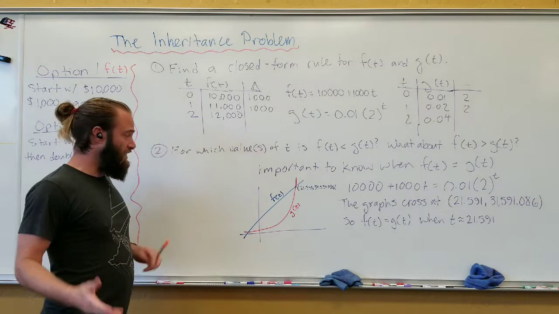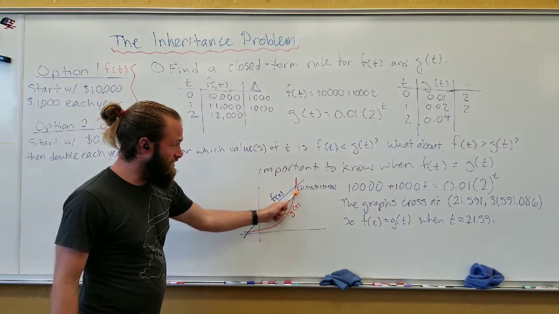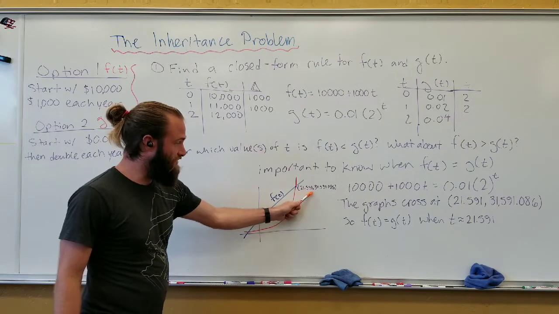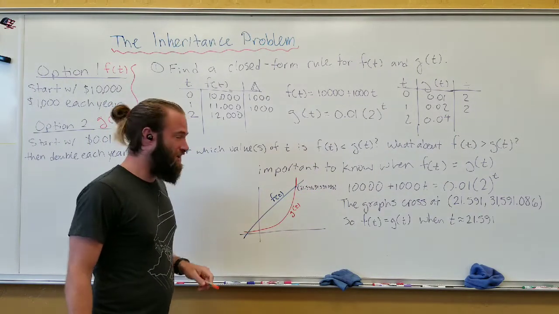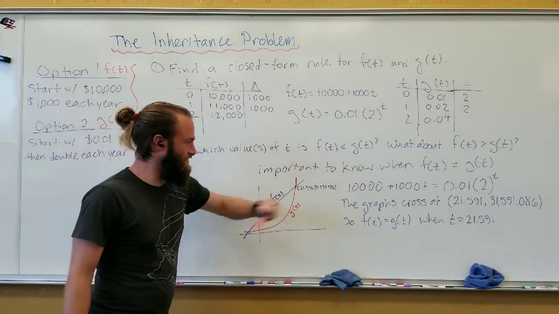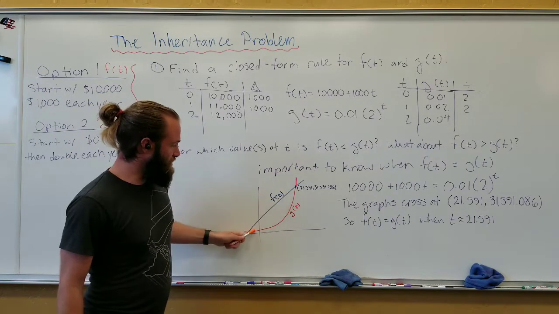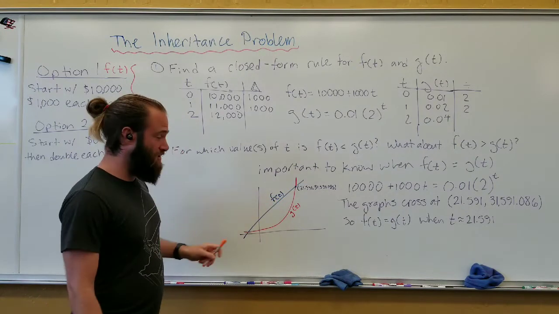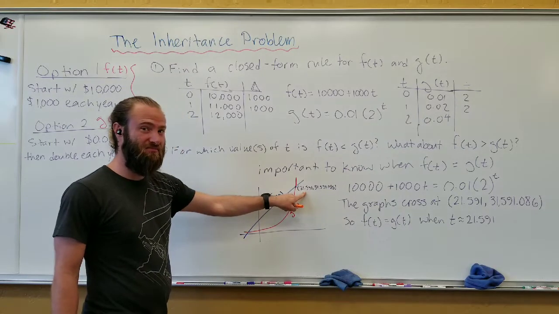So again, to finalize this, if we looked at the graphs of the two, we saw on the graph that they cross at 21.591, 31,591.086. And again, that 591 and 591, they're entirely coincidental. We can clearly see that g of t is less than f of t, like we talked about, up until almost the 22nd year.